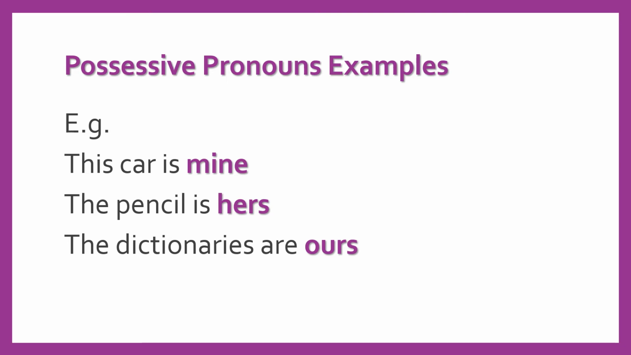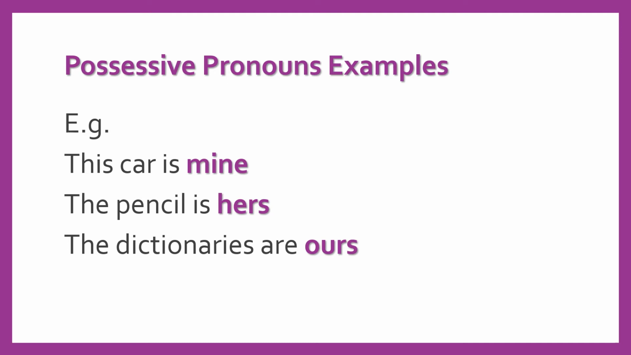Here are some examples of sentences using these possessive pronouns. They also go at the end of the sentence, and as I said before, they talk about possession. So in this case, I can say, this car is mine. I am not going to say, this car is I, because that is completely incorrect.